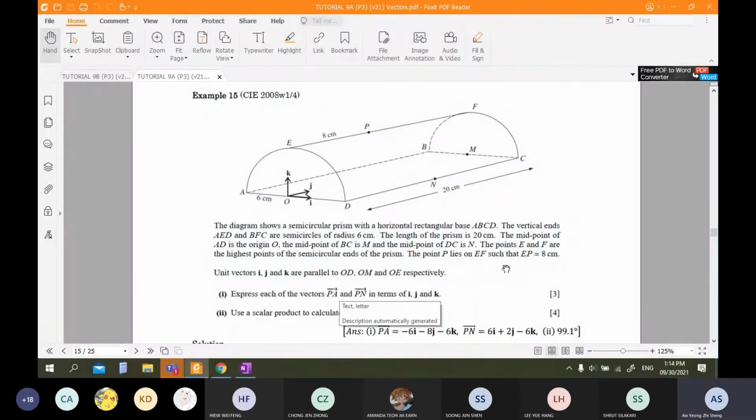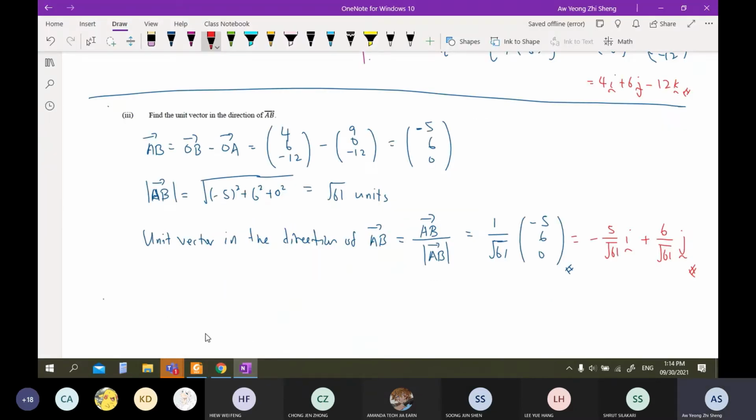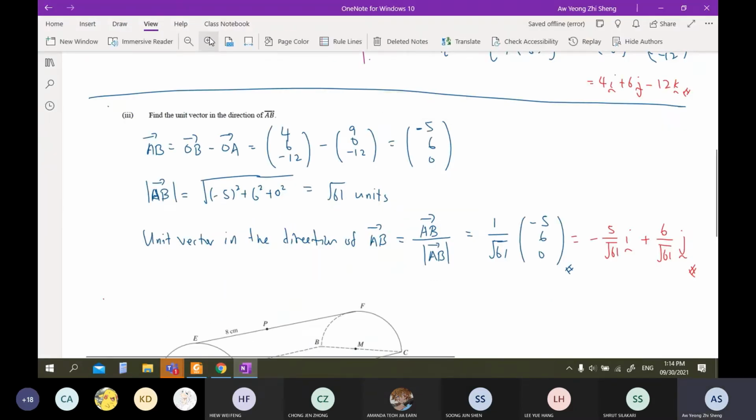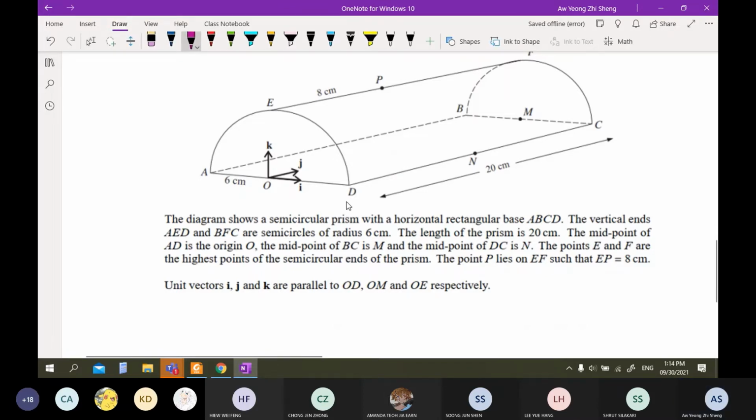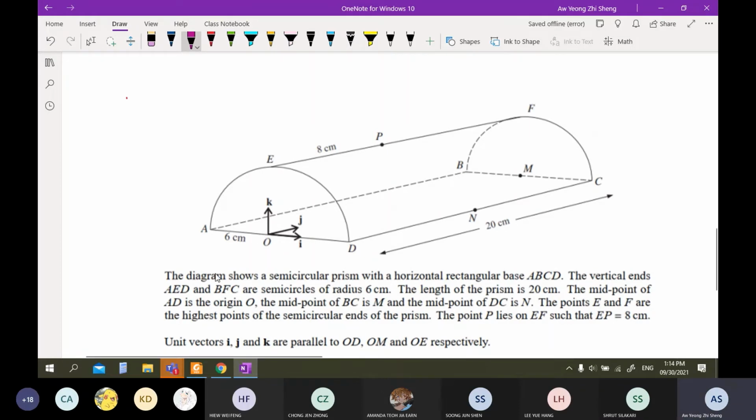Okay, the paragraph is long, but don't skip the paragraph. Please read it because it might give you some additional information. And whatever is not stated in the paragraph, we cannot simply assume. Right, so the paragraph says you have a semicircular prism. I believe everyone knows what a prism is. A prism is a 3D shape where when you take the cross section, it is always the same surface.